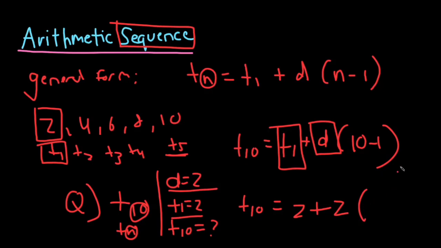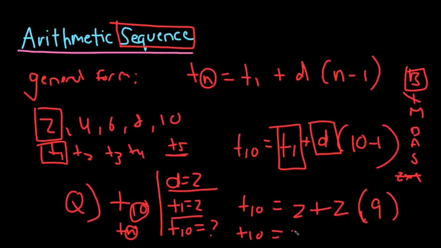So the 10th term of the sequence is equal to term 1, which is 2, plus D, which is 2, times bracket 10 take 1. Remember your BIDMAS: brackets, indices, so we do brackets first, and then there's no indices, so don't worry about that. Then there's multiplication, since a number outside of a bracket means multiply. So 10 take 1 is 9, and 2 bracket 9 is the same as 2 times 9. So T10 is equal to 2 plus 18 after you multiply that.